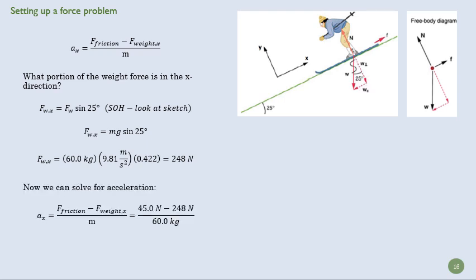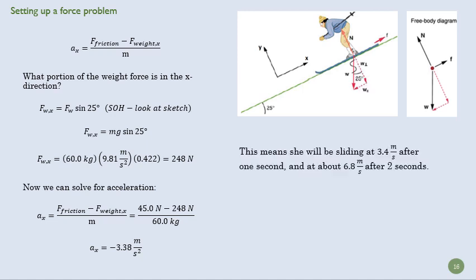So now we can solve for acceleration. Our sum of forces is up here, divided by mass. And we get negative 3.4 meters per second squared, essentially. Okay, so just to recall what that means in terms of acceleration, after a second, she'll be going 3.54 meters per second. After 2 seconds, she'll be going twice that. After 3 seconds, she would be going 10.2 meters per second, right?